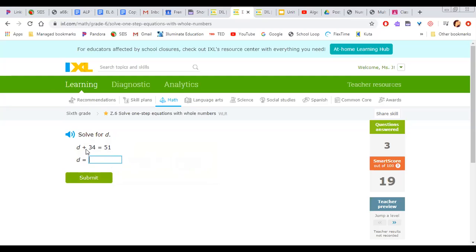This is a good way to practice doing the inverse operation. If this is addition, we're going to do SPOE and we're going to subtract. That way we can focus on doing it with one step.